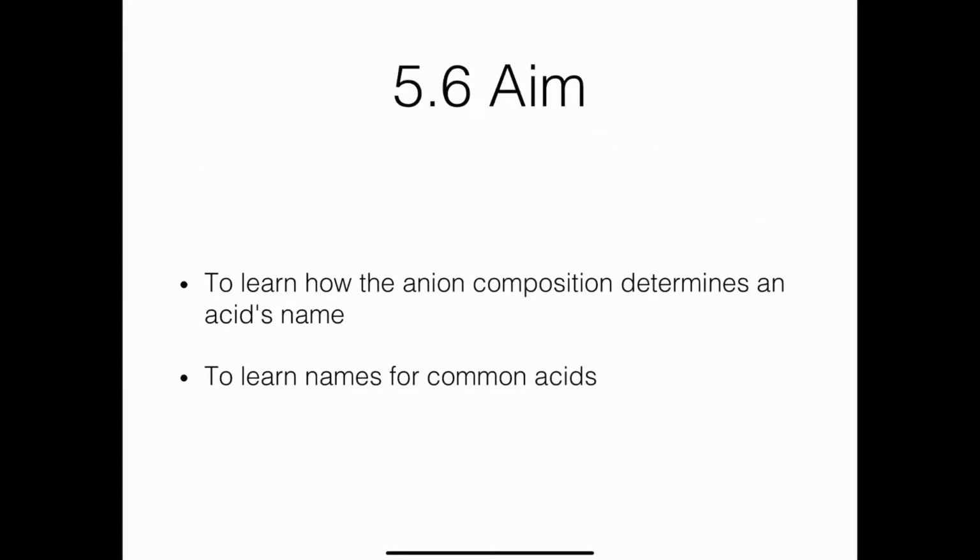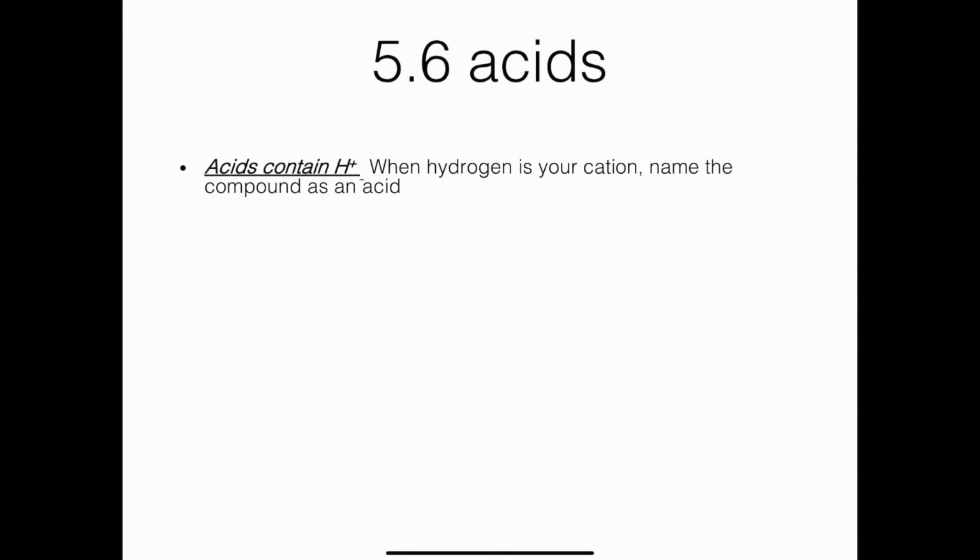For our last section of this chapter, it's relatively short, and what we're really looking at here is what happens when hydrogen is our cation. So our first aim is to learn how the anion composition determines an acid's name. And the second is just to learn some names for common acids. So the first thing we have to talk about is really what is an acid. An acid is anything that contains hydrogen as a cation.